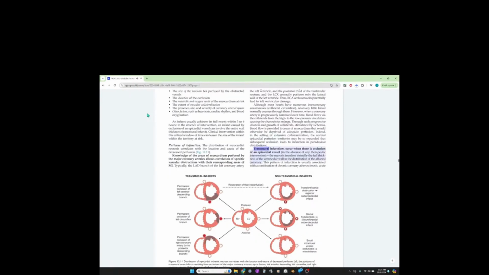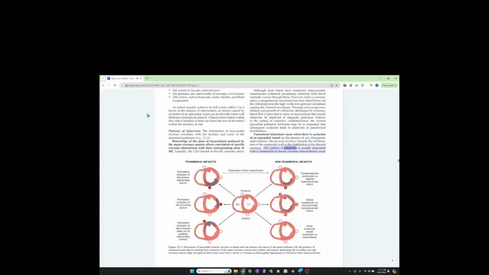Transmural infarctions occur when there is occlusion of an epicardial vessel. The necrosis involves virtually the full thickness of the ventricular wall in the distribution of the affected coronary. This pattern of infarction is usually associated with a combination of chronic coronary atherosclerosis, acute plaque change, and superimposed thrombosis.